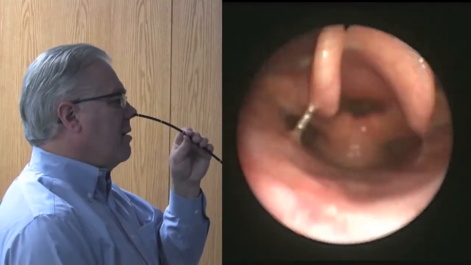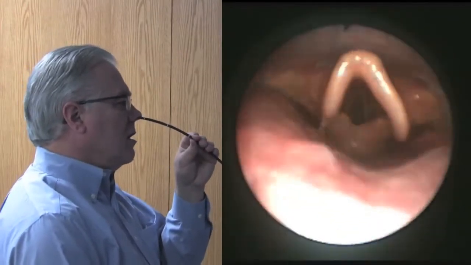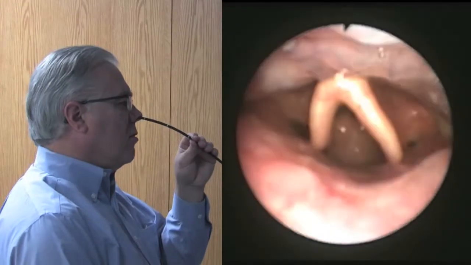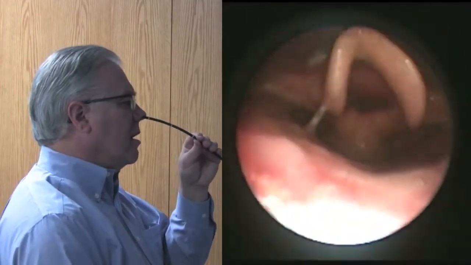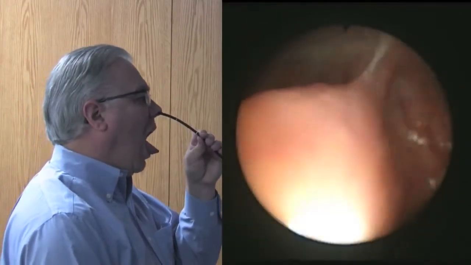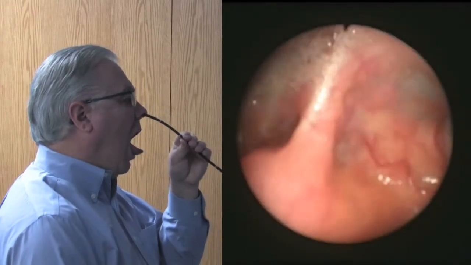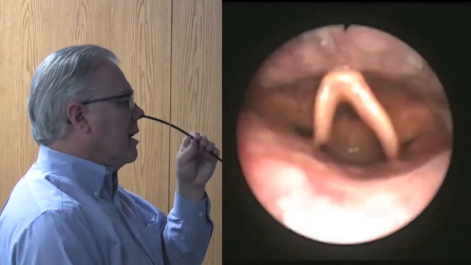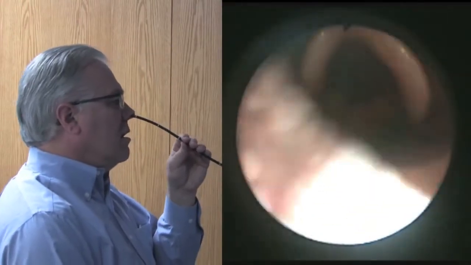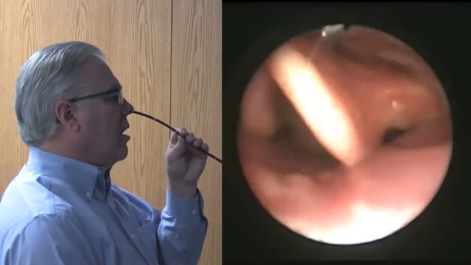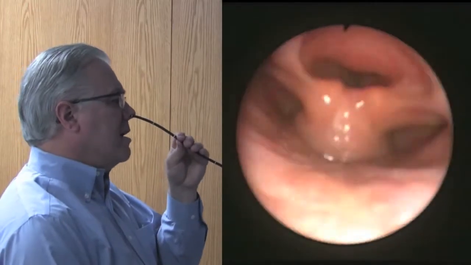So let me come down now in the midline and we'll show you that glossoepiglottic fold covering the hyoepiglottic ligament. And it's a robust and very strong structure. Now, as I come down in back of the epiglottis, you can see my vocal apparatus.